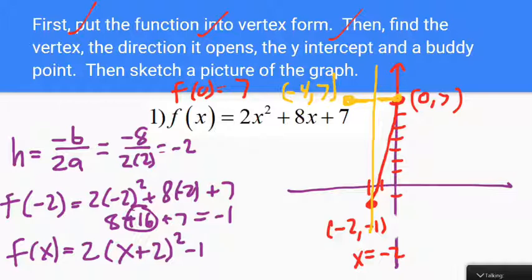But if it's 2 units away from the vertex to the right, the other point's going to be 2 units to the left. Then we're going to just complete it, and there's our parabola. And there's an accurate sketch. I got 3 points. And that's everything you need to know to graph a parabola after putting it in vertex form.